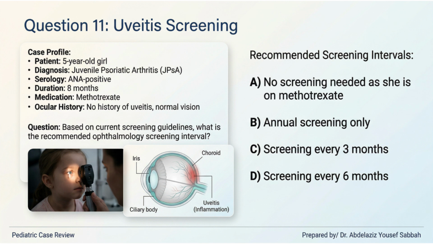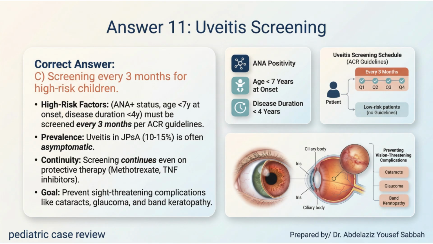Case 11. A 5-year-old girl with juvenile psoriatic arthritis is anti-nuclear antibody positive. She has had the disease for 8 months and is on methotrexate. She has no history of uveitis and has normal vision. Based on current screening guidelines, what is the recommended ophthalmology screening interval? Option A, no screening needed as she is on methotrexate. Option B, annual screening only. Option C, screening every 3 months. Option D, screening every 6 months. The correct answer is option C, screening every 3 months for high-risk children.